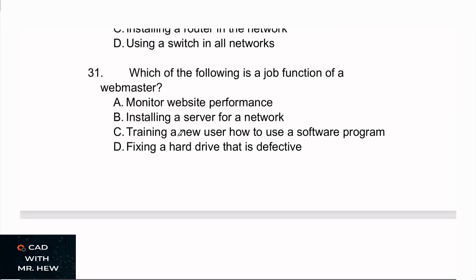Now question 31. Which of the following is a job function of a webmaster? A, monitor website performance. B, installing a server for a network. C, training a new user how to use a software program. D, fixing a hard drive that is defective. The correct answer is A.